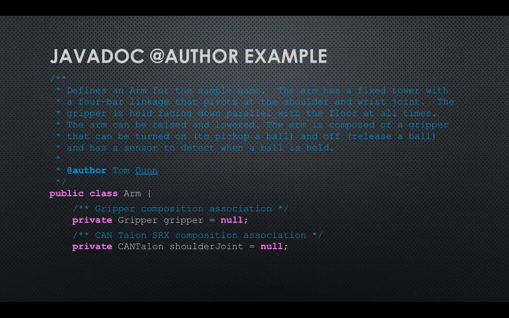So here's an @author example. This is a class Arm, and we put in English what that class does. It defines an arm for the sample game. The arm has a fixed tower with a 4-bar linkage that pivots at the shoulder and wrist joints. The gripper is held facing down, parallel to the floor at all times. The arm can be raised and lowered. The arm is composed of a gripper that can be turned on to pick up a ball and off to release a ball, and has a sensor to detect when a ball is held. And I put in there @author Tom Dunn. So anyone who's looking at this documentation knows to go ask Tom Dunn if they have questions about this class.